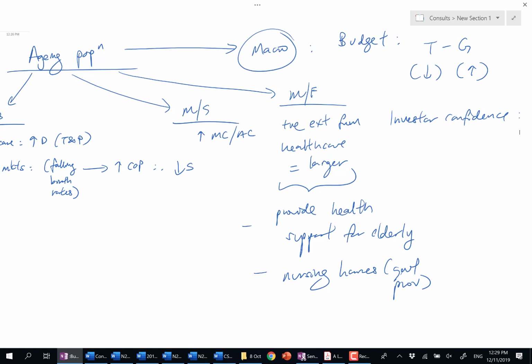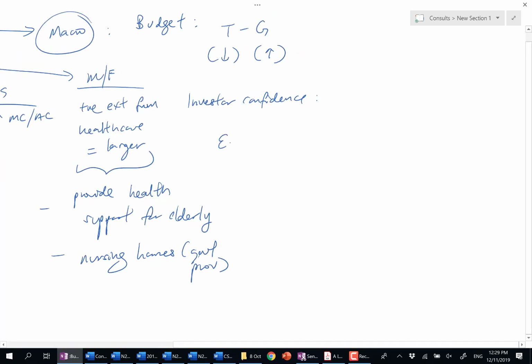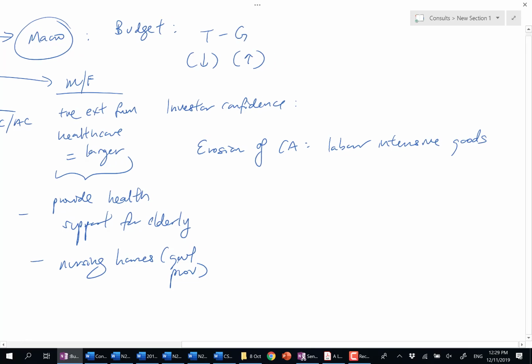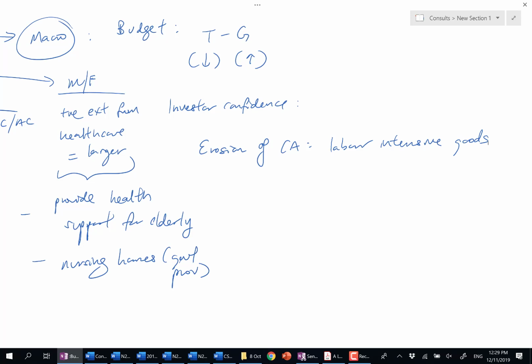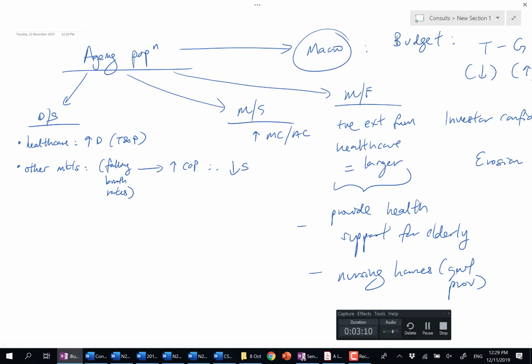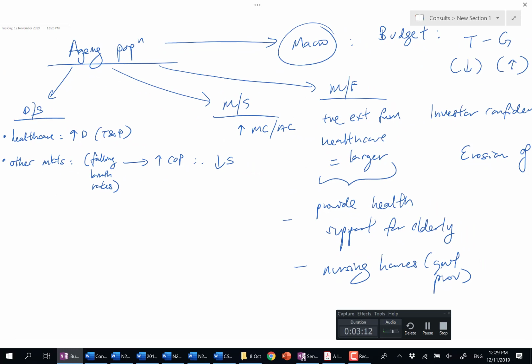So aging population, you can even say erosion of CA for international econs. If let's say you talk about China having a CA in labor-intensive goods at the start, but with a falling birth rate and rising life expectancy, this could be another aspect to consider. So I think aging population can be featured quite broadly. It's been featured in the A-levels for demand and supply, in 2010, 2011.